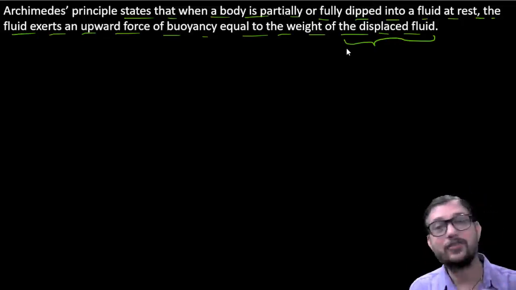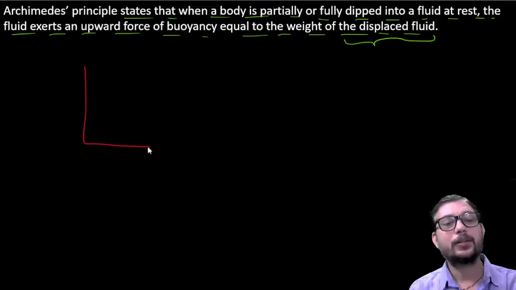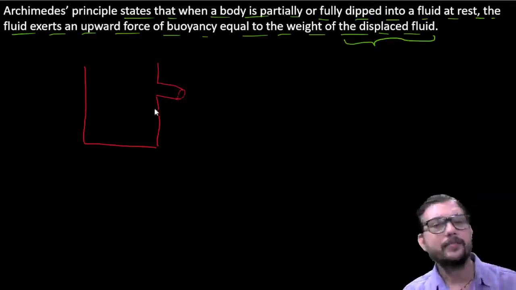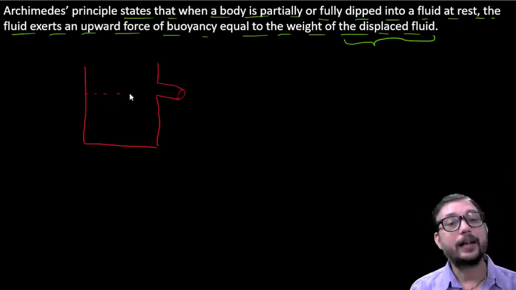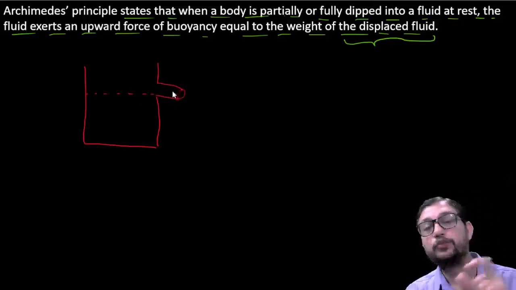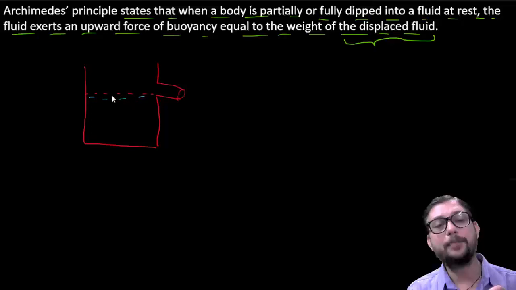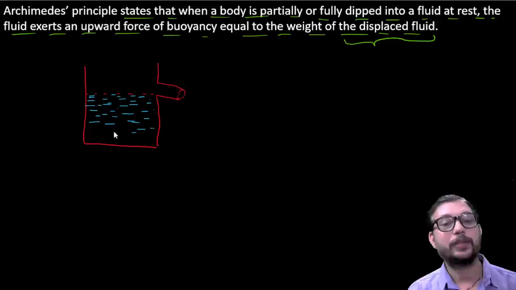Displaced fluid. What is the sense of displaced fluid? For that I will draw a diagram to show this to you. Let's suppose this is your container, and this is a tube which is coming out from the vessel. This is the rim of that tube which is coming out from the vessel, and the fluid is up to the rim of the vessel like this way. So you can better understand what I am trying to explain to you.